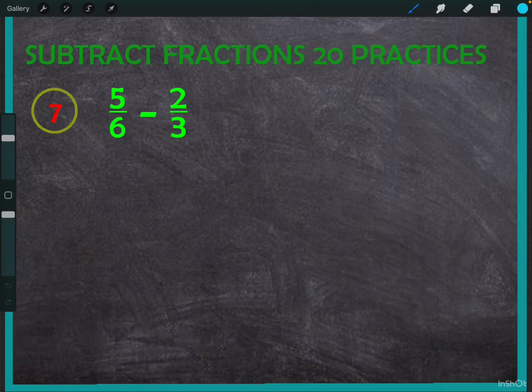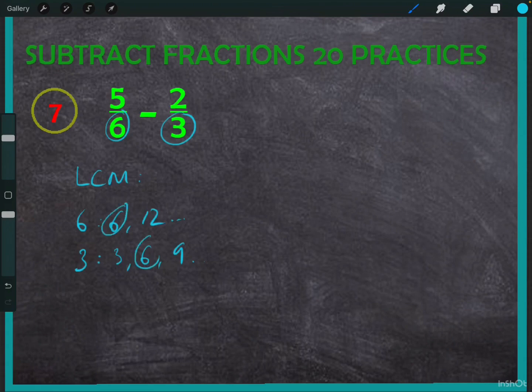Practice number 7. We have 5 over 6 subtract 2 over 3. These two fractions have different denominators, 6 and 3. So we will go ahead and find the LCM for number 6 and number 3. For number 6, we have some multiples such as 6, 12, etc. The multiples for number 3 are 3, 6, 9, etc. We see that number 6 is the least common multiple for 6 and 3, or the LCM is 6.